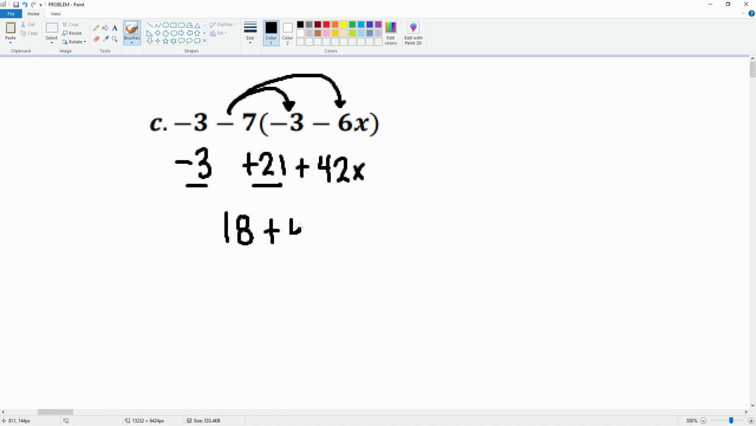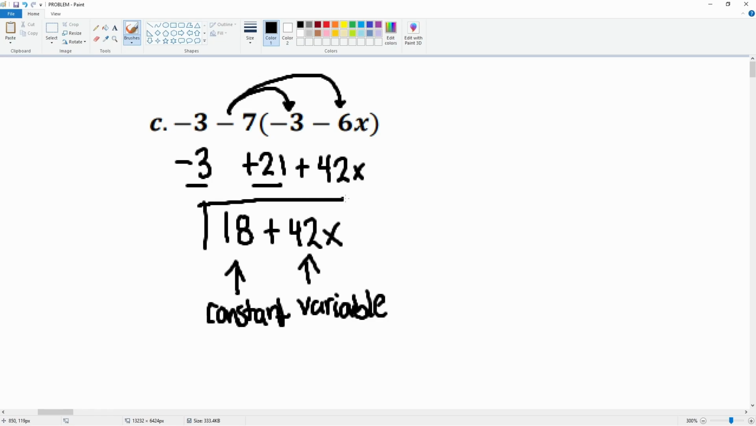Bring down the plus 42x. These two can no longer combine because one is considered to be a variable and the other one is considered to be just a number, or called a constant. You are done after this moment. There you go.